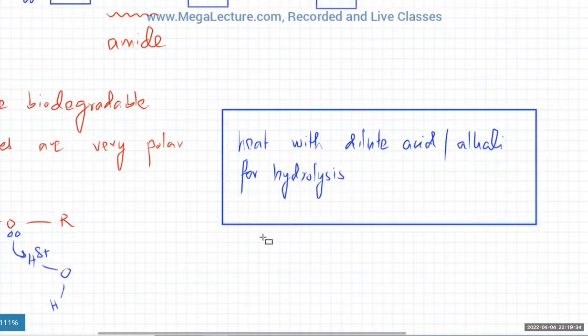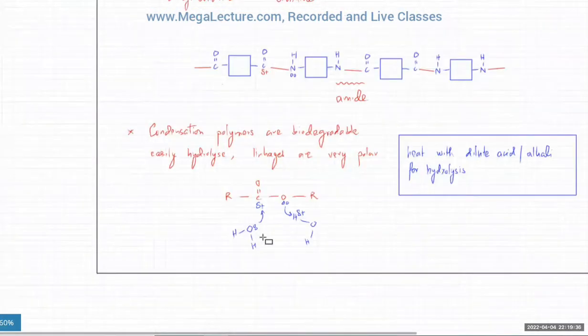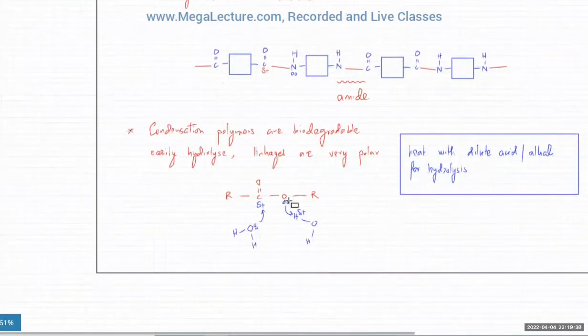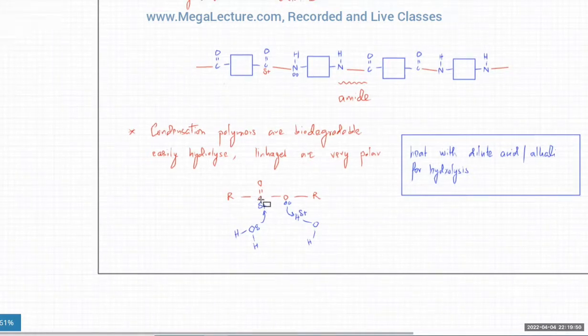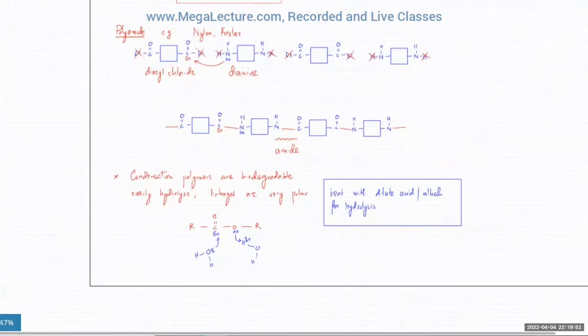And the reverse reaction would then happen. The H from water will get attracted to the O, and it will form the alcohol back again. The OH from the water, which is negatively charged, is going to get attracted to the carbon, and it would end up forming the carboxylic acid molecule back again. So they're extremely biodegradable.